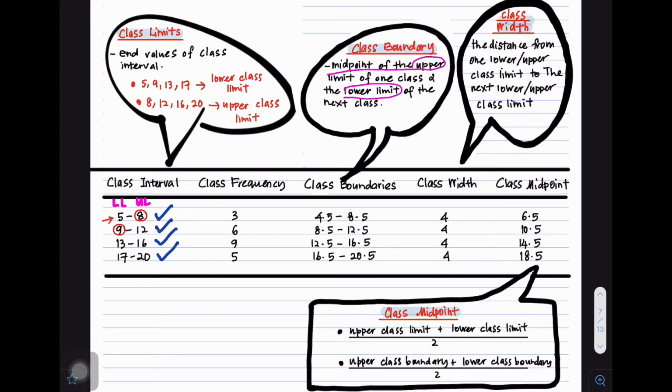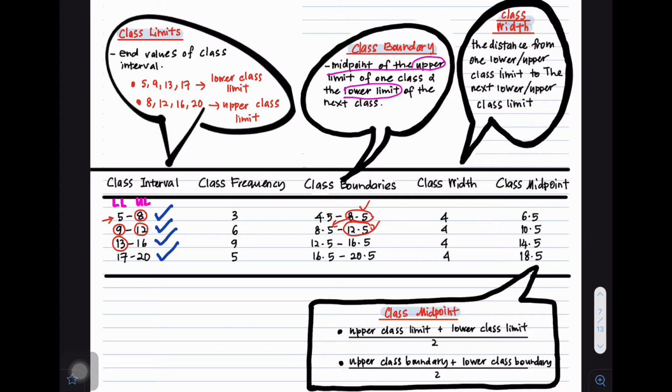So 9 plus 8 is 17. 17 divided by 2 is 8.5. Okay, that's why you have the boundary here, 8.5. Okay, and then you start again with the 8.5. This one you will take the upper limit from the class to be the lower limit for the next class, and the upper boundary for this class is by taking the upper limit plus the lower limit divided by 2. 12 plus 13 is 25. 25 divided by 2 is 12.5. So it becomes the upper boundary here.